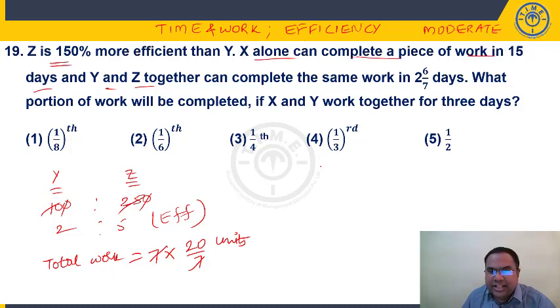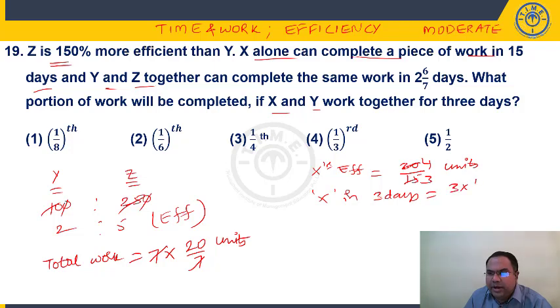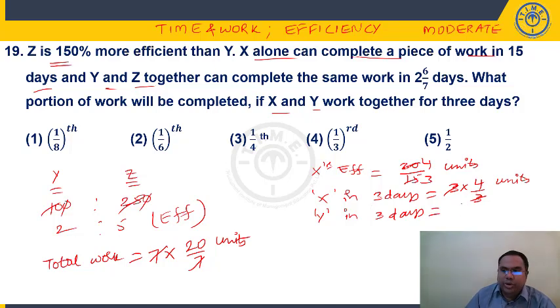Now X alone can complete the work in 15 days. So X efficiency: total 20 units is completing in 15 days, 5 4s, 5 3s. Per day, how many units is X doing? 4 by 3 units. Now what is the question? What portion of the work will be completed if X and Y work together for 3 days? How much will X do in 3 days? 3 into per day 4 by 3, so 4 units he will do. Y in 3 days? 2 units into 3 is 6 units, right?